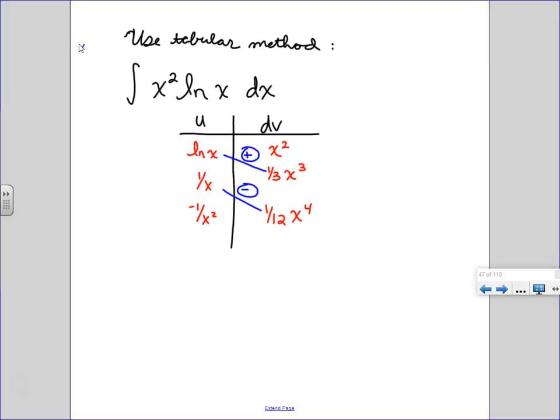We would get the integral of dv is equal to uv, which would be 1/3 x cubed ln of x, minus, technically, what is this telling me? It's minus the integral of 1 over x times 1 over 12 x to the 4th, which I could pull out the 1 over 12, so I'd have the integral of x cubed dx.